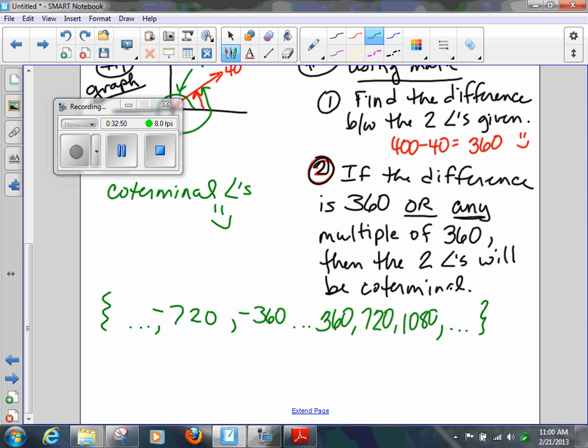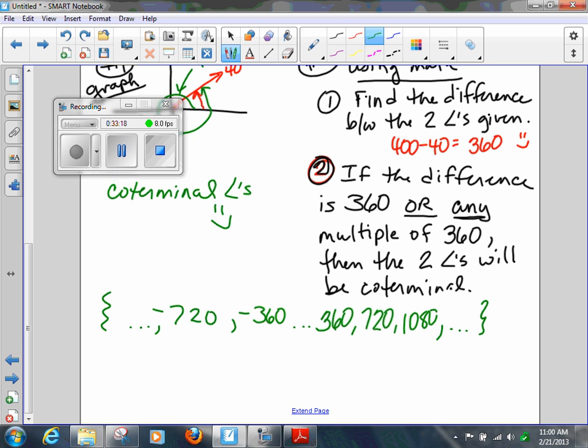Why am I not talking about 0? Because I got the same angle. If I subtract 40 degrees minus 40 degrees, that is 0. It's the same angle. Are they coterminal or are they the same angle? Well, they're the same angle. Why would we care if they were coterminal? You understand what I'm saying? Okay? So, if the difference is 360 or any multiple of 360, then mathematically they're going to be coterminal.